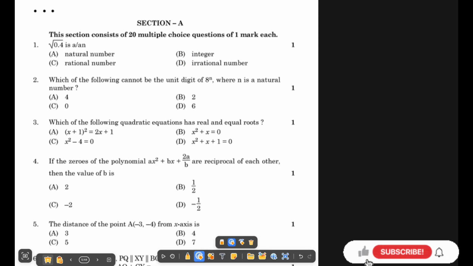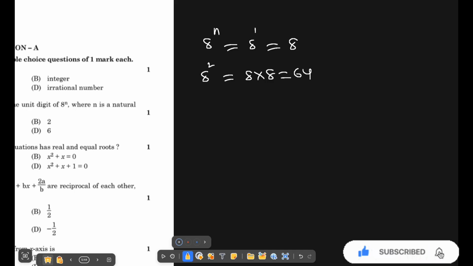The second question: which of the following cannot be the unit digit of 8 power n, where n is a natural number? Let's substitute some values of n, then let's see the unit digit. If n is 1, 8 power 1, the unit digit is 8. If n is 2, 8 into 8 is 64. So the unit digit can be 8, and the unit digit can be 4 here.